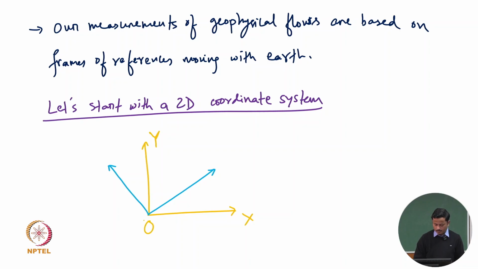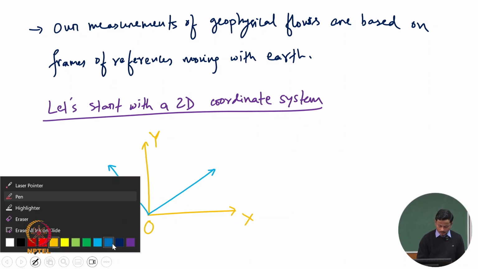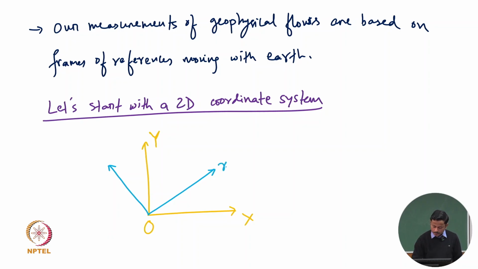So let's say this is the origin, and we have two frames of reference, capital X and Y, which is the inertial frame of reference and is stationary, and small x and y, which is a rotating frame of reference. Rotating frames of reference are non-inertial frames of reference. This is because the Earth is rotating and we are rotating with the Earth, and hence we are trying to derive how the equations of motion will change when the frame of reference itself is rotating.